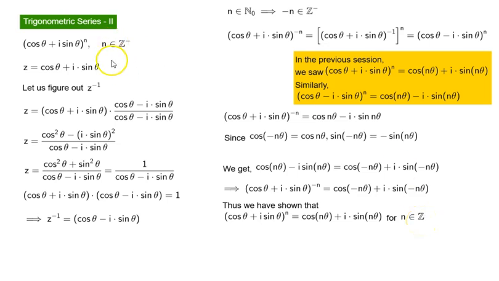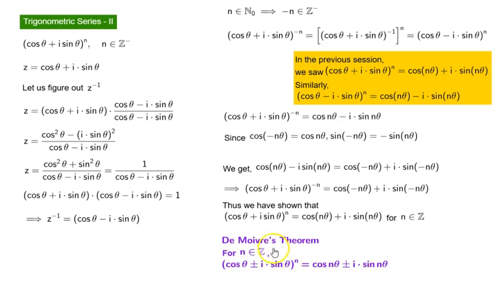In the previous session, we had shown it for N naught. Here we have shown it for negative integers. So that means we have covered the entire set of integers. By the way, this is nothing but De Moivre's theorem, which says for n in Z, (cos theta plus or minus i sin theta)^n is equal to cos n theta plus or minus i sin n theta. And this is a very, very important result, as we will see in the next few sessions.